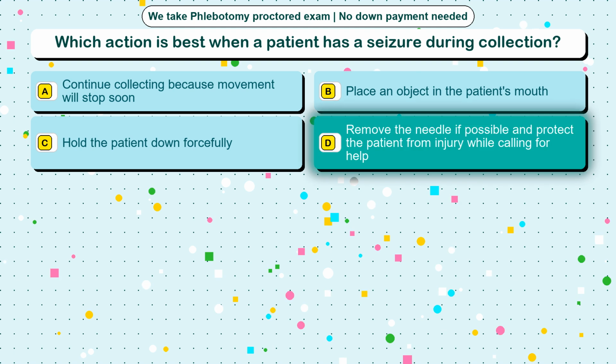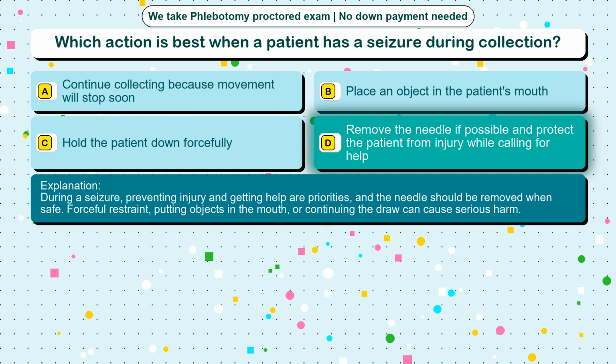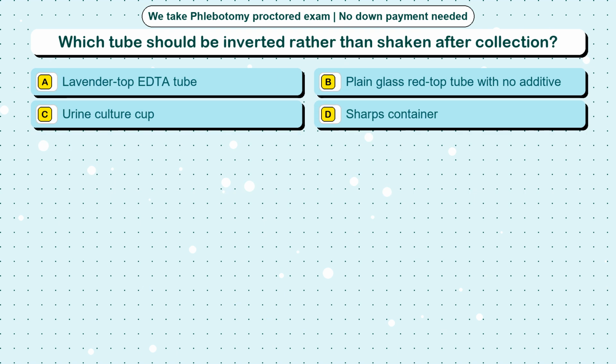The correct answer is option D. Remove the needle if possible and protect the patient from injury while calling for help. During a seizure, preventing injury and getting help are priorities, and the needle should be removed when safe. Forceful restraint, putting objects in the mouth, or continuing the draw can cause serious harm. Question 13. Which tube should be inverted rather than shaken after collection?